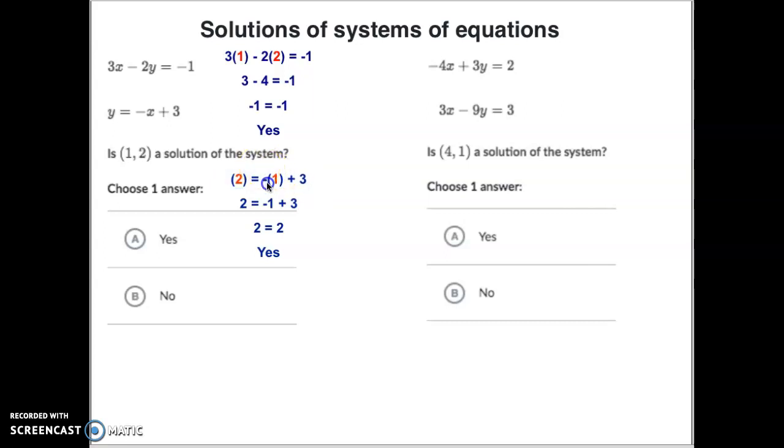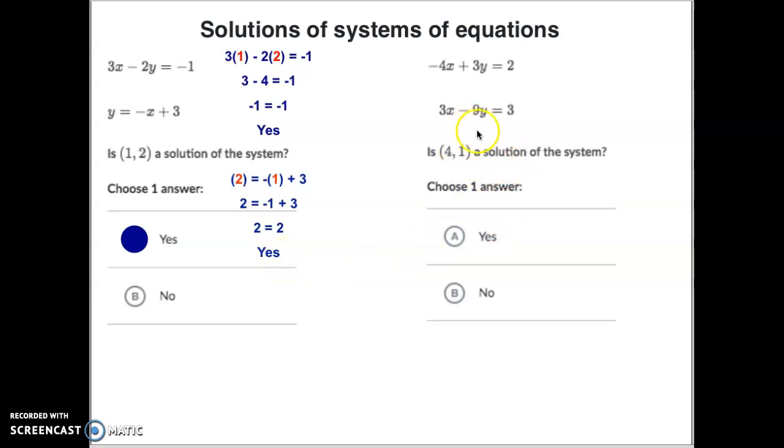So now we take negative 1 times 1, which is negative 1. And then we take negative 1 plus 3, which is 2. And you'll notice both sides do equal each other. So it also works for this one. If I get yes for the first equation and yes for the second equation, then the answer is yes, it works for both of them.